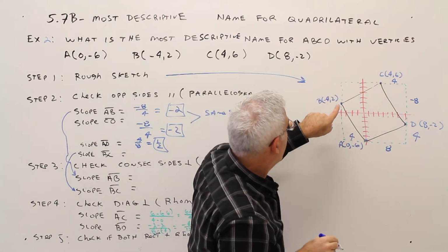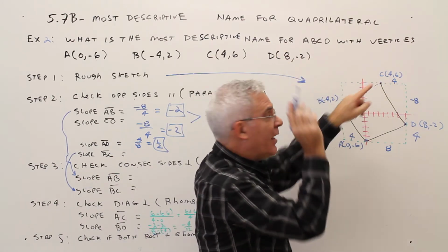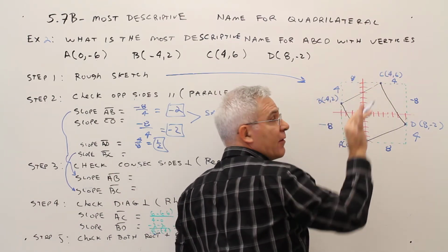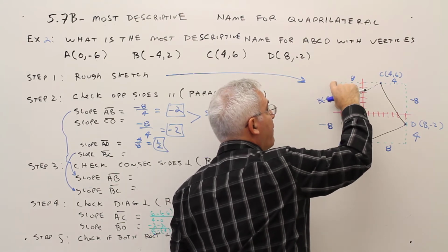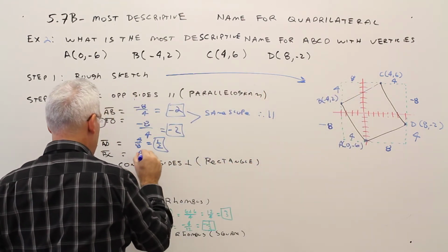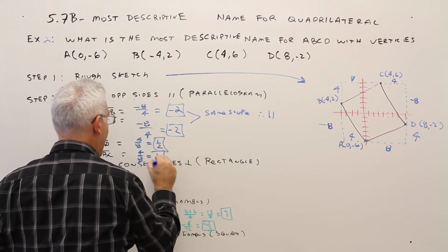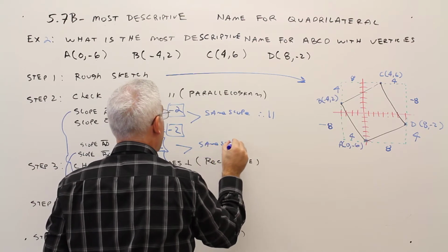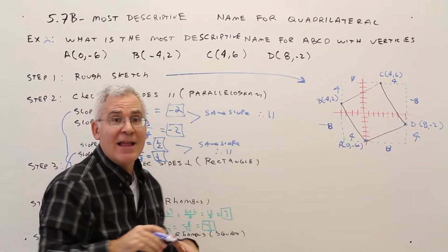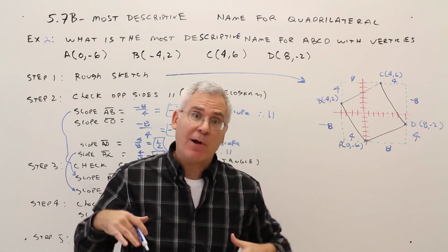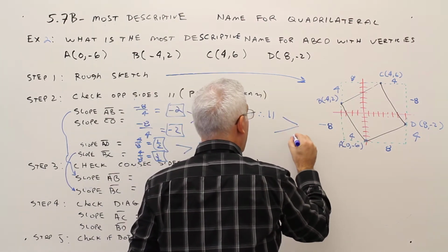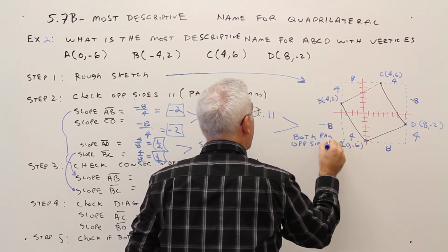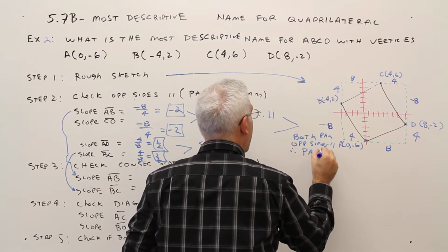BC over here, let's do the rise from 2 up to 6, that's 4. From -4 to 4, that's 8. Again, it's going to be positive. So rise over run, 4 over 8 equals 1/2. Oh, those slopes are the same. Same slope, therefore parallel. Now that I've got both pairs of opposite sides parallel, we're a parallelogram. Both pairs of opposite sides parallel, therefore parallelogram.